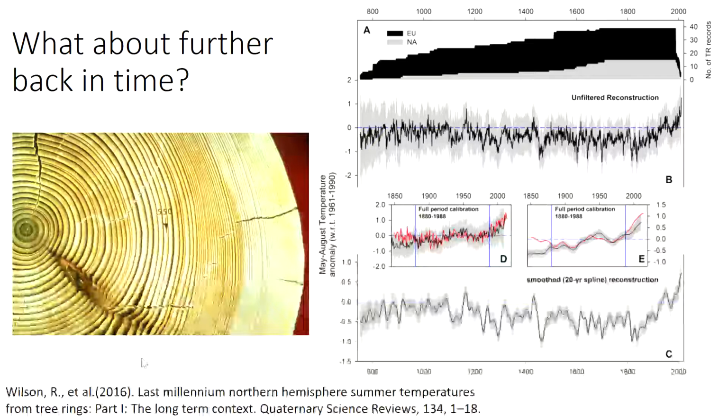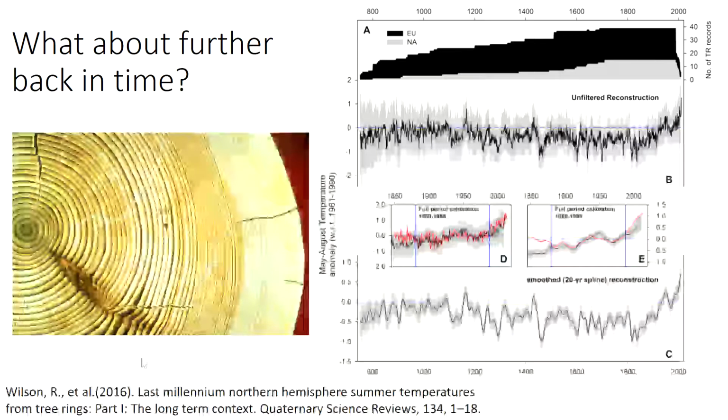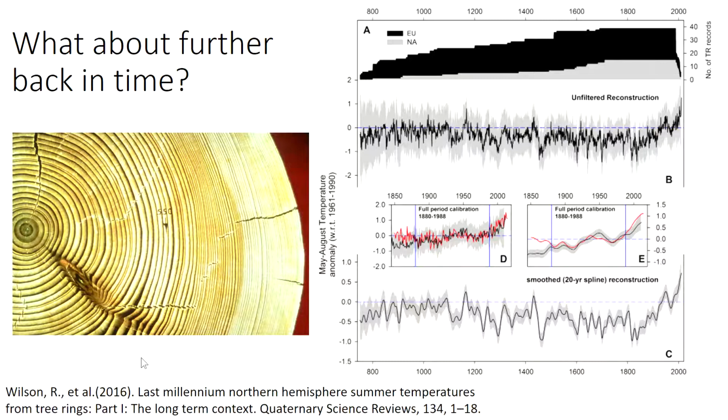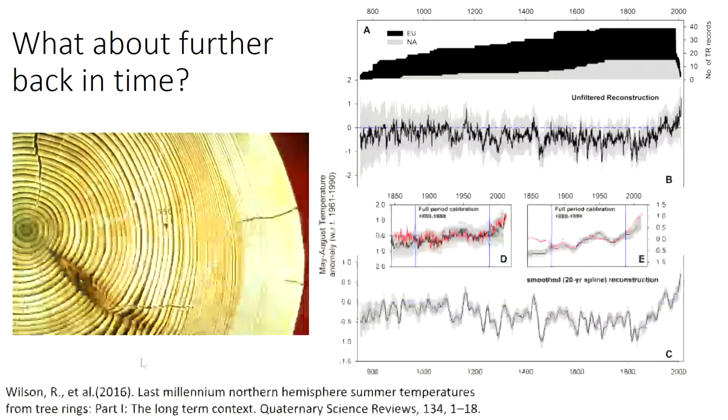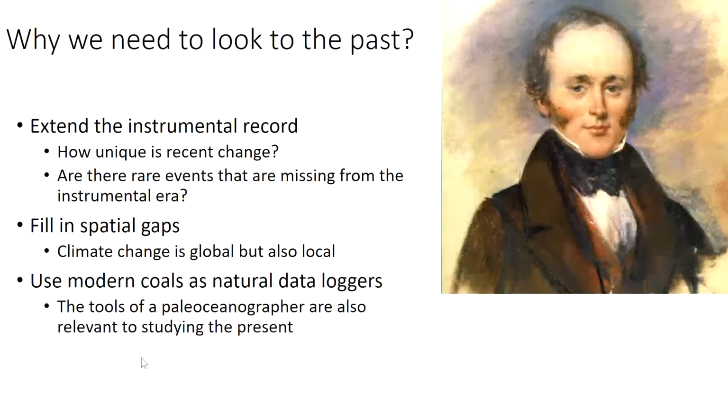So we can use what we would call proxy measurements, where we're measuring some kind of thing that occurs in some kind of medium. In this case, the thing we're measuring is the thickness of the rings in the tree, and that tree is the medium. And that we're using as a proxy for the local environmental conditions. So we are going to look at a variety of different proxies throughout the rest of this section of videos. So we're looking into the past because we can extend that instrumental record.